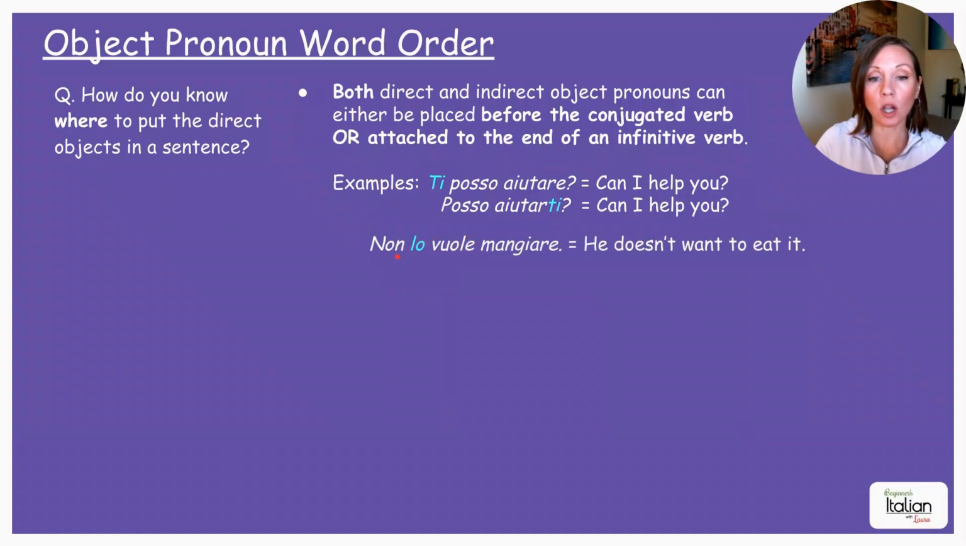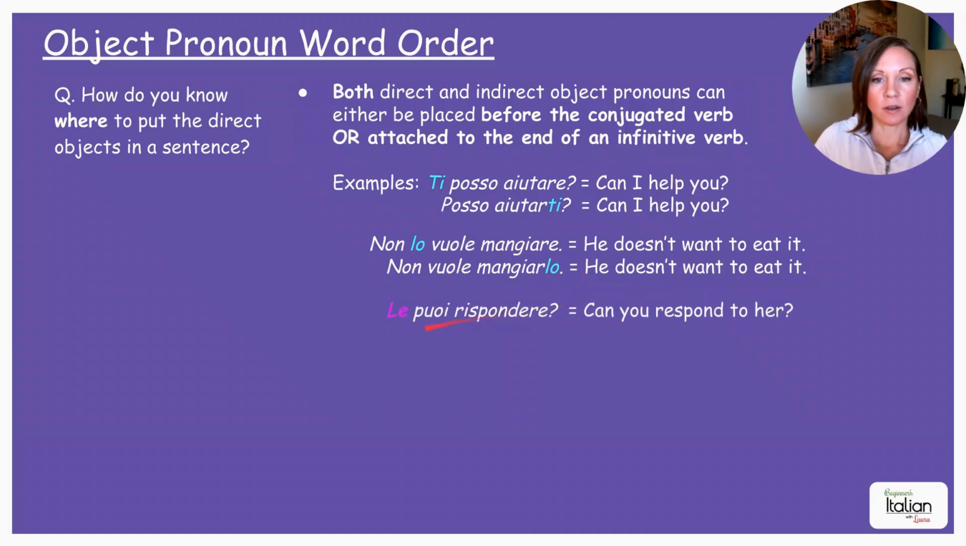Another example, "non lo vuole mangiare." He doesn't want to eat it. So we put it before the conjugated verb "vuole." "Non lo vuole mangiare." Or you can say "non vuole mangiarlo." He doesn't want to eat it. Okay, so we either put it before the conjugated verb or we take off the E and we attach it to the end of the infinitive. So these are the direct object pronouns I've used here.